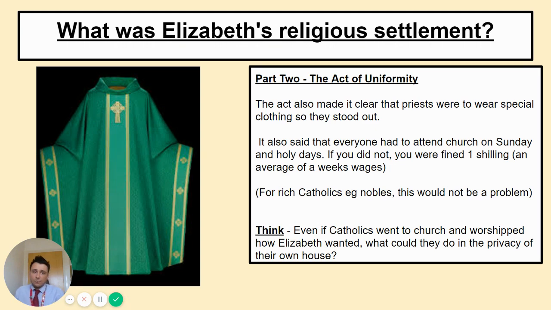What else did the Acts involve? Well, it said priests needed to wear special clothing so they stood out. Vestments, we call these special robes. It also said that everyone had to attend church on a Sunday and holy days. Everyone has to do the same thing. And if you did not do this, then you were fined 1 shilling, which for most people would have been about a week's wages back then. However, if you were a rich Catholic, what we'd call a Catholic noble, for example, a shilling's nothing. You can give up a shilling, not a problem at all. You don't have to bother going to this new church.